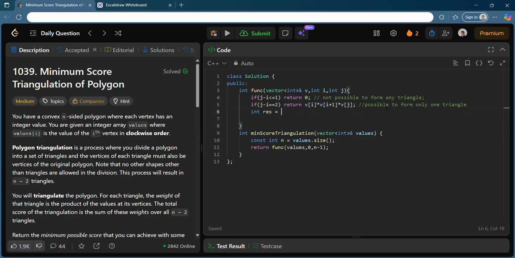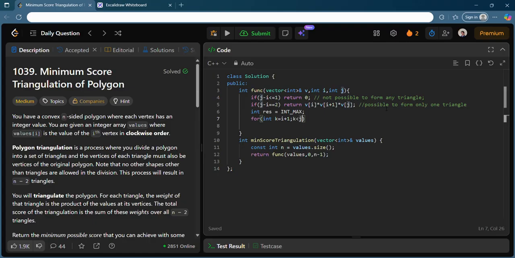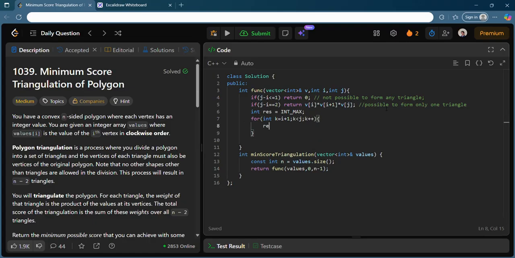Now as I told you, you can have a result outside. We can initialize it to int max, because you need to minimize this result, right? And you can have a for loop for k. Now k will definitely go from I+1 to j-1. You already know why, right? They will lie in between I and j, they are the vertices. So you can consider this, and you can consider minimizing this result.